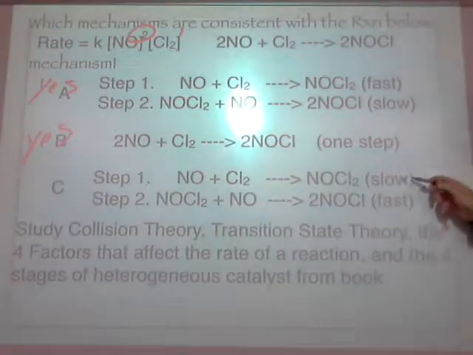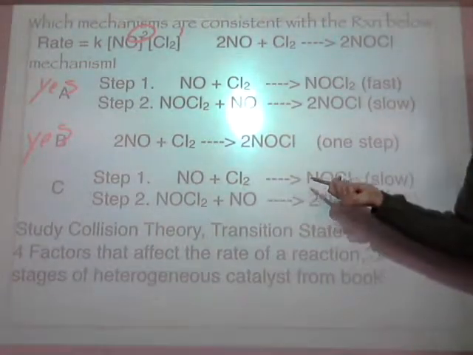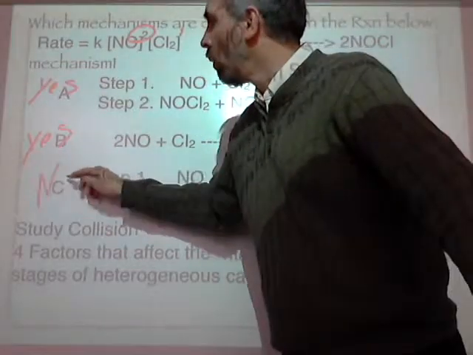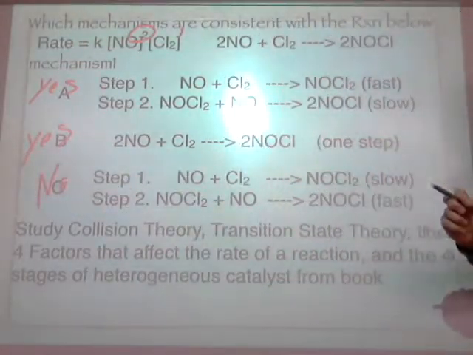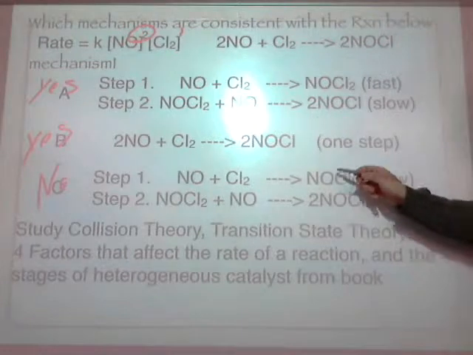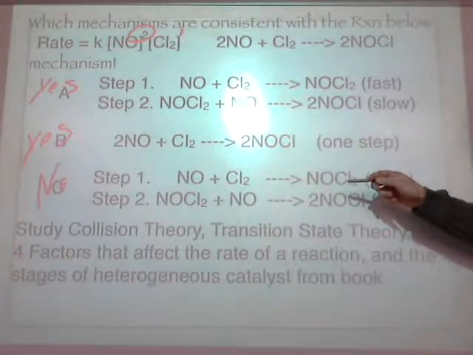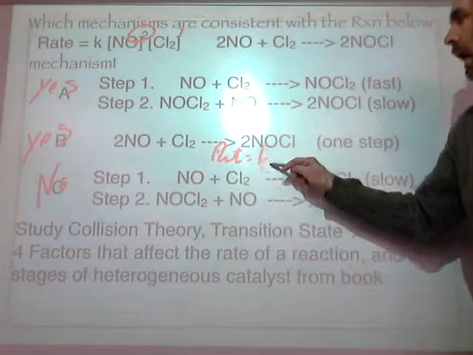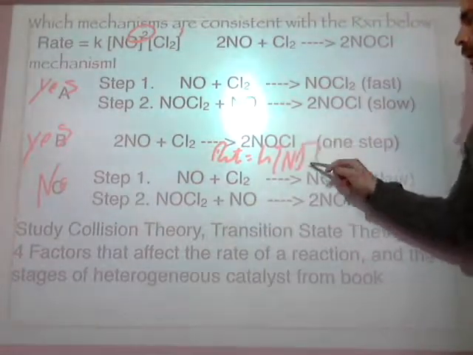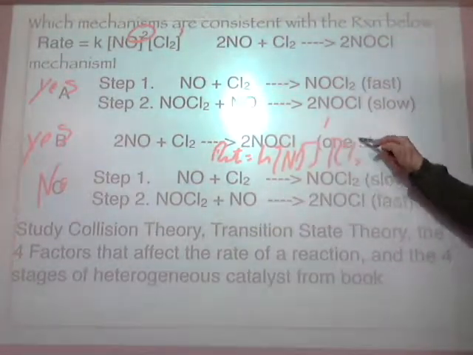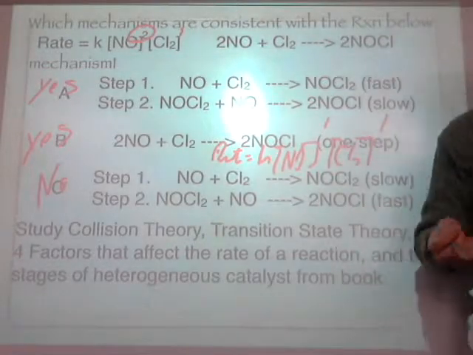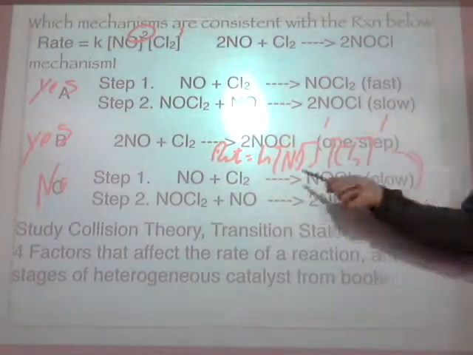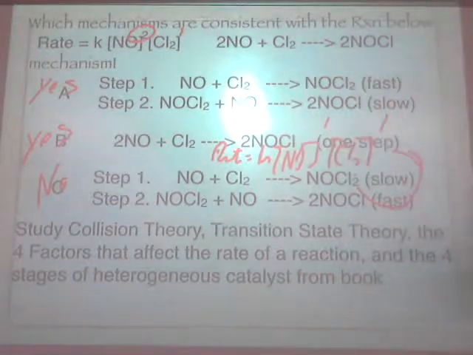Finally, I have a slow step. This one is not consistent. I think you can all see that. What would the rate law expression look like for this guy if he were consistent? What would I have to have for a rate law expression for this guy? Rate would equal K, what? NO to the what power? 1, and Cl2 to the what power? 1. They both have to be first order because a slow step says they're both used one time in the slow step. Okay? All right.